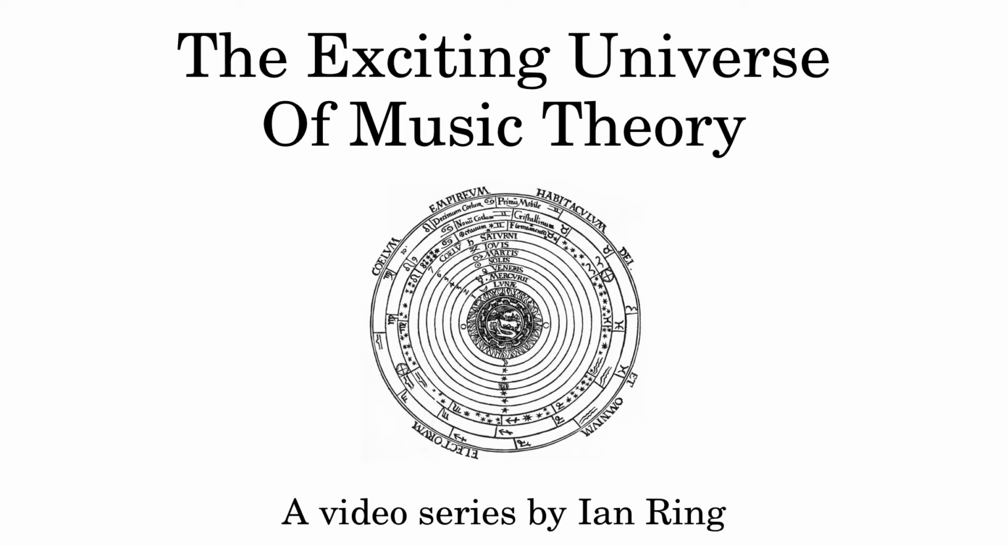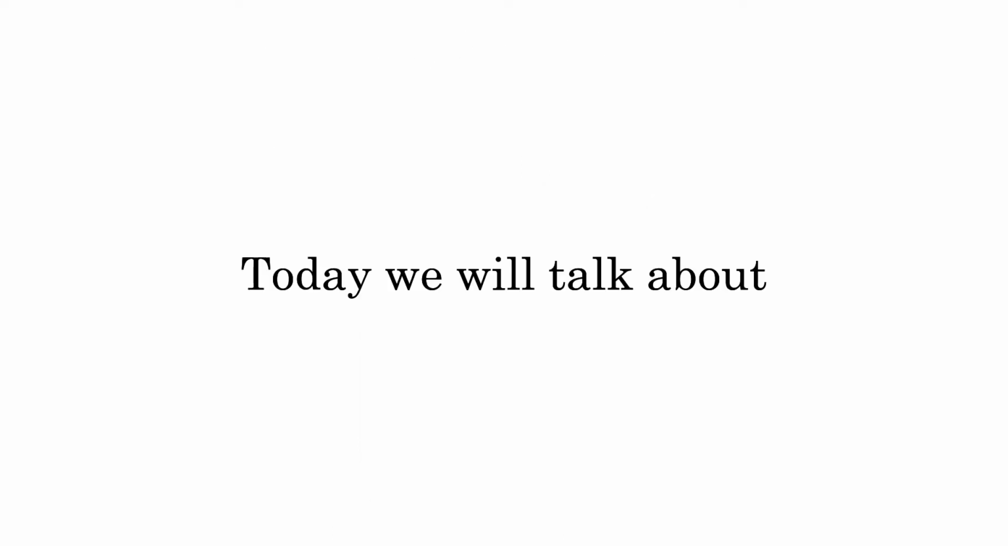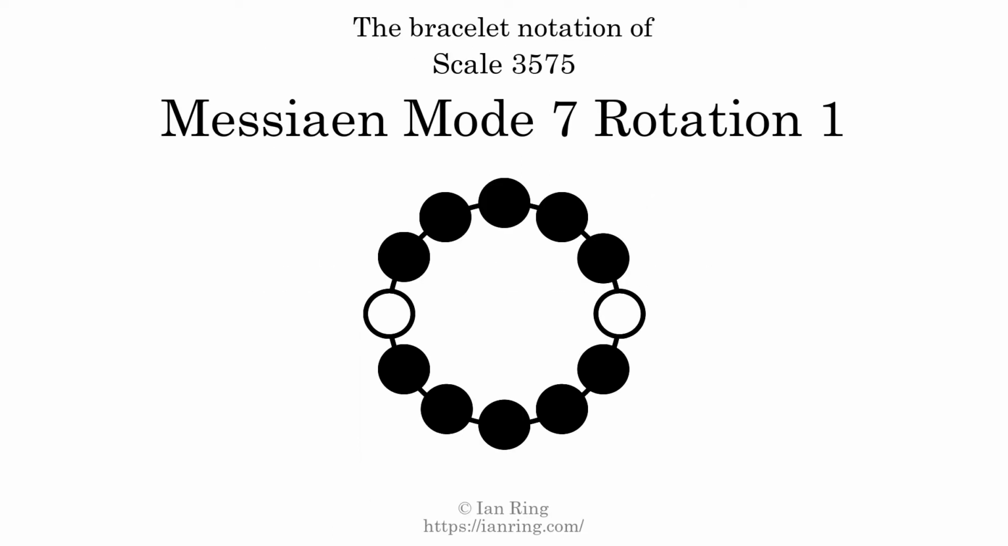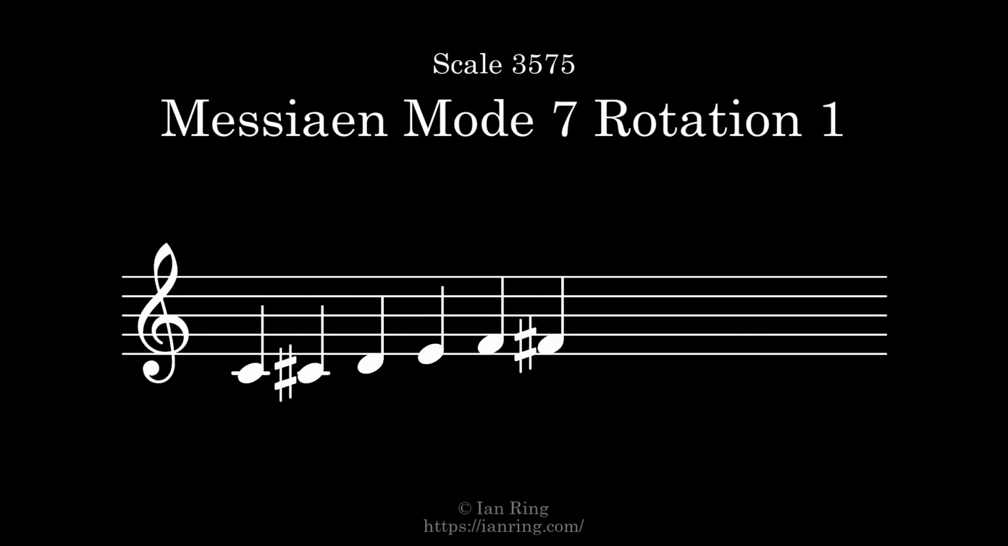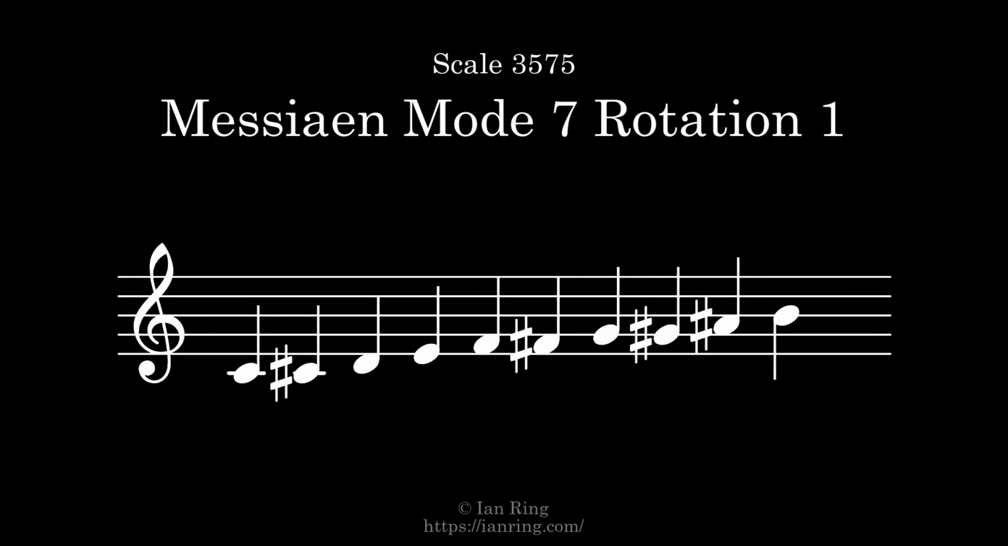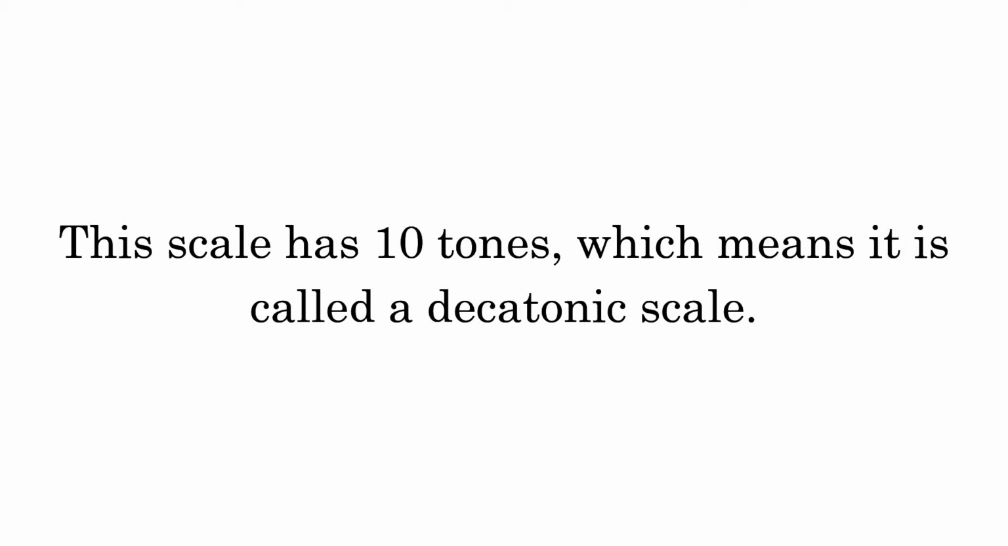Then let's begin. Today we will talk about Scale 3575, Messiaen Mode 7 Rotation 1, which sounds like this. This scale has 10 tones, which means it is called a Decatonic scale.